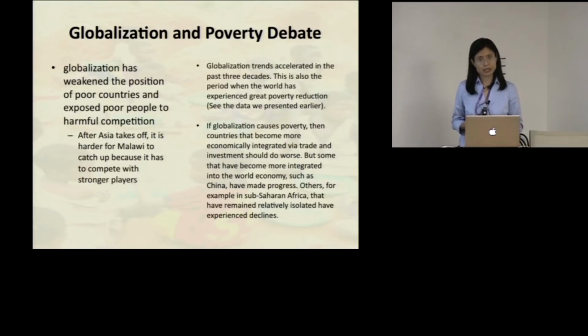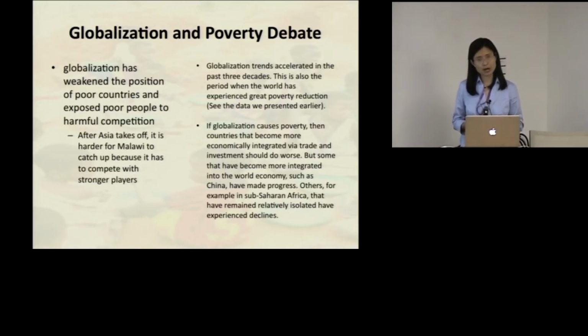After Asians take off, like China, become stronger, it's much harder for countries like Malawi to catch up. So globalization is to blame for some poverty. And some people don't agree with this. They said globalization trends accelerated in the past 3 decades. This is also the period where we experienced the great poverty reduction.